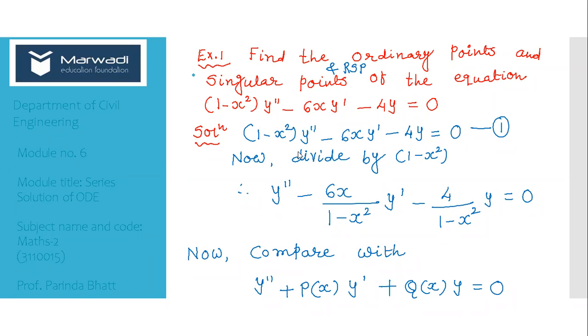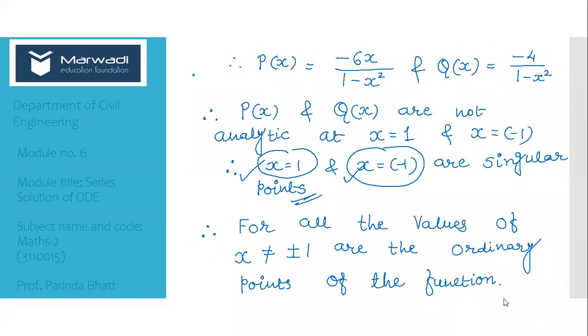As per the definition, the y double dash coefficient is 1 minus x squared. Divide the whole equation by this, then compare with the equation y double dash plus P of x y dash plus Q of x y, and identify P of x and Q of x. Now check for which value of x the P of x and Q of x become infinity. In the denominator, the term is 1 minus x squared.